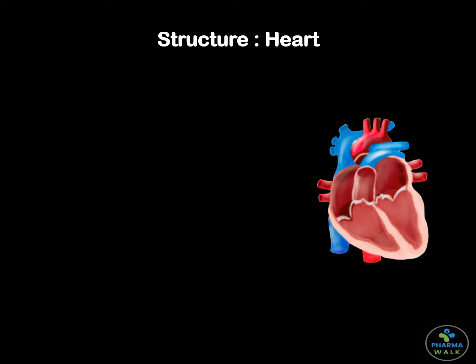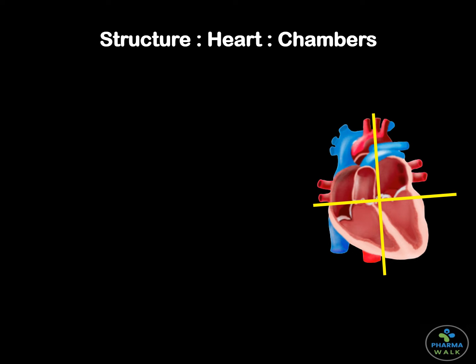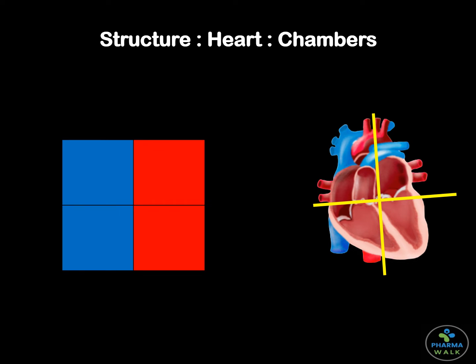So if we divide this diagram into four parts like this, okay. So let's put it like this. The first anatomy that we are going to discuss is chambers. So you can see over here we have divided the heart into four parts. And the blue part we consider the right side of the heart, and the left, the red part, we consider as the left side of the heart.